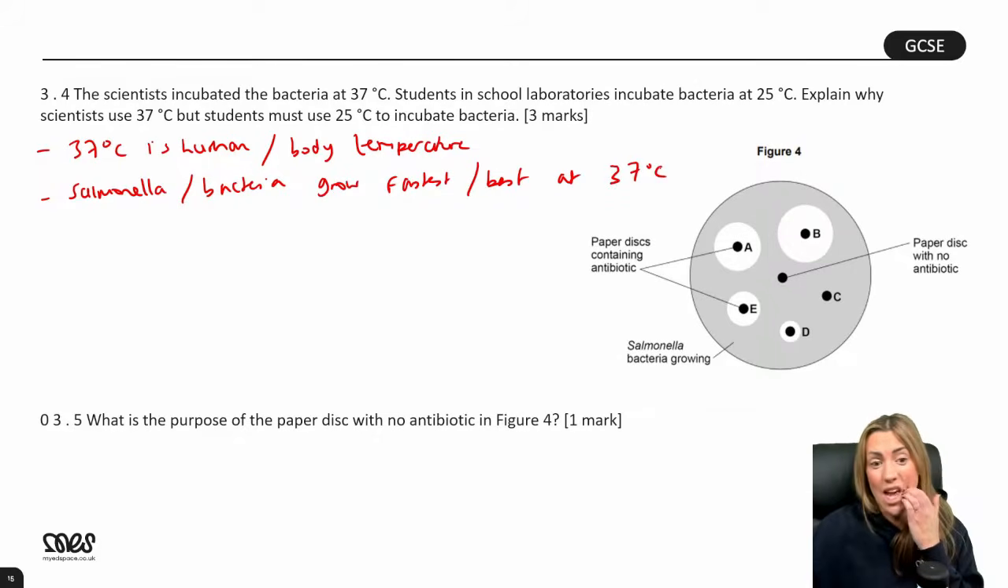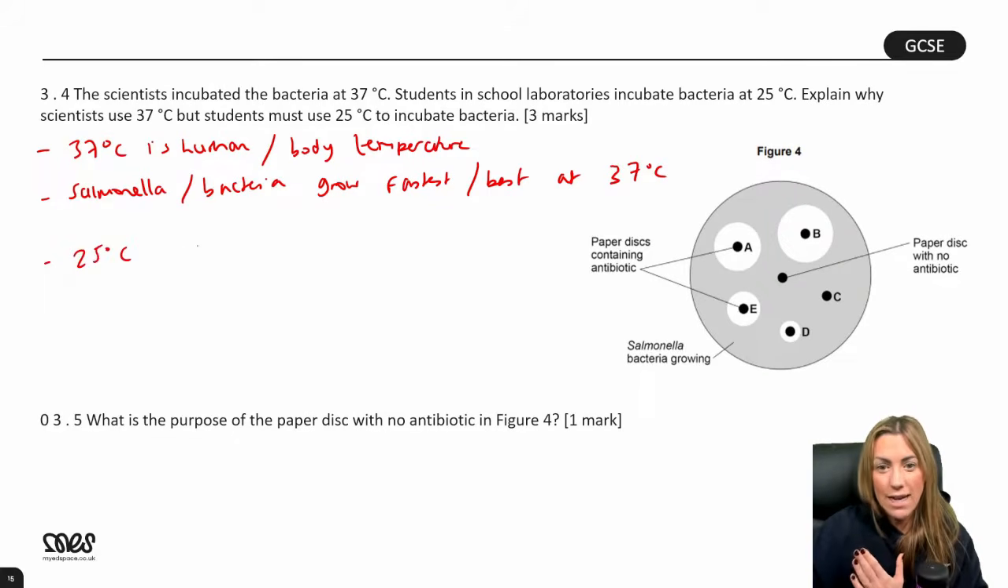Remember, this is a bacteria that infects humans. It grows really quickly at 37 degrees C because that's human body temperature. So scientists are going to want to use 37 degrees C because that's human body temperature. It means the bacteria will grow the fastest, so they'll be able to study them faster. So we've got 2 marks for that, but why do students only use 25?